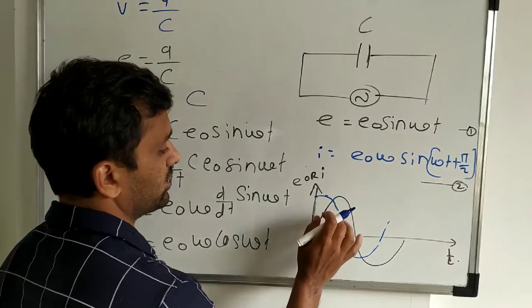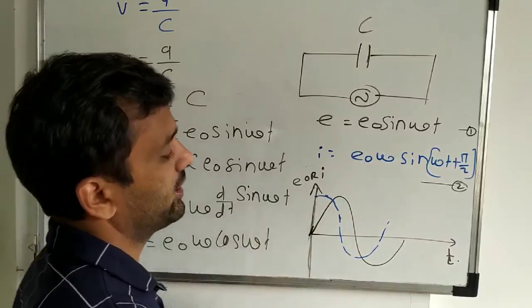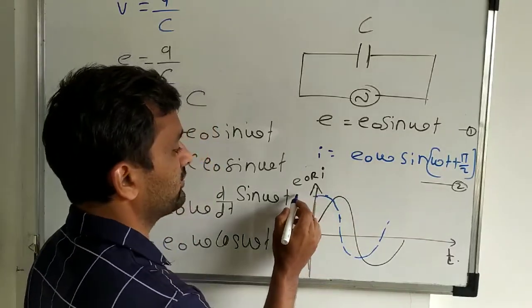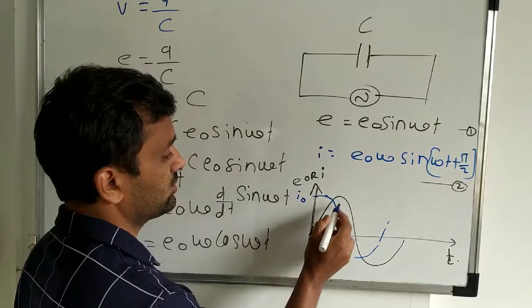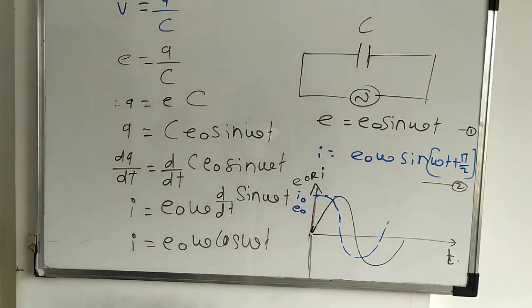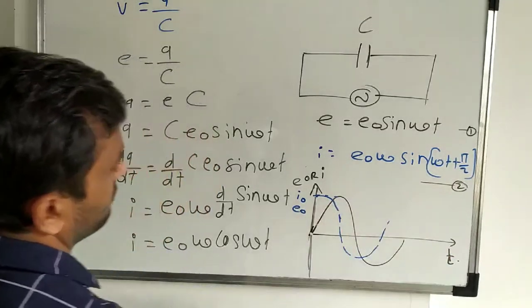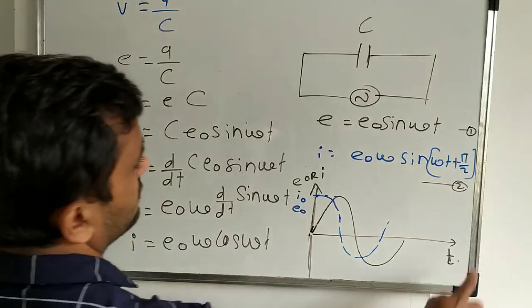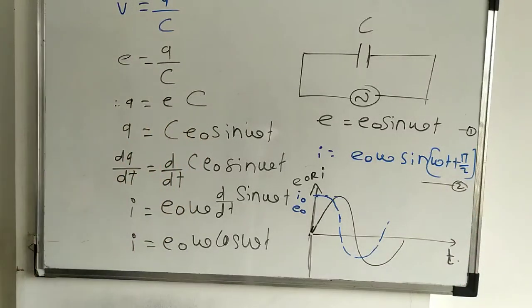If we plot the graph of I and E, this is the peak value of current, that is I naught, and this is the peak value of the EMF, E naught. So we can conclude that the EMF is lagging behind the current by the phase of 90 degrees or pi by 2, or the current leads the EMF by pi by 2 angle.